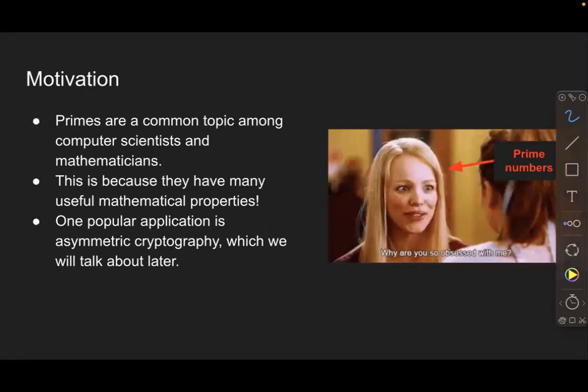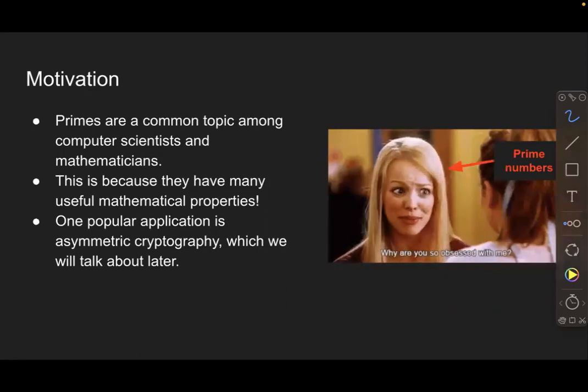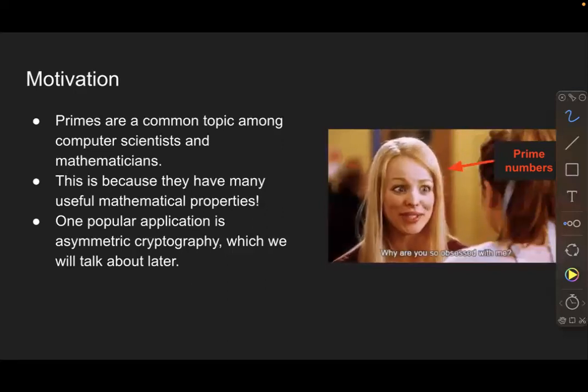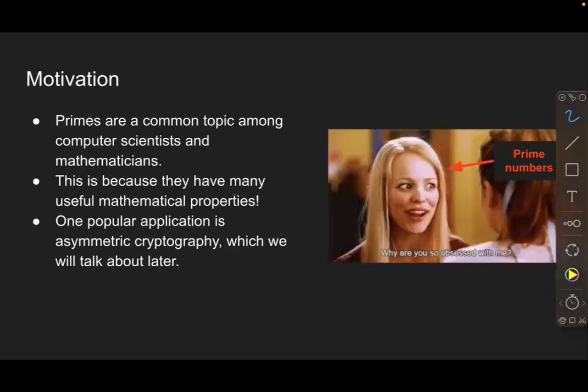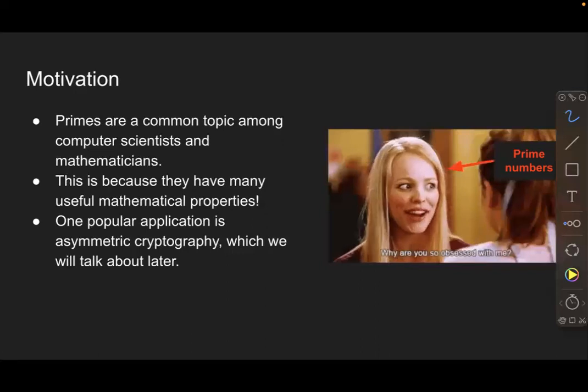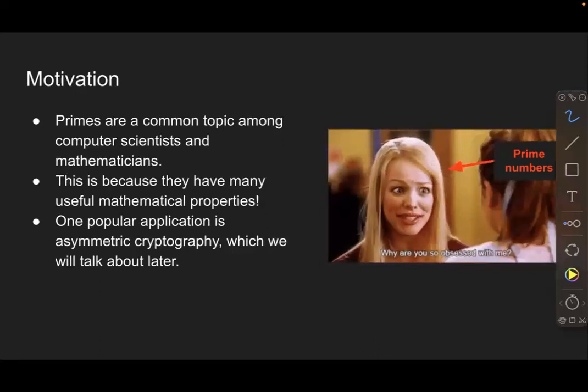And the motivation for this is that primes are a common topic among computer scientists and mathematicians. You'll hear in so many conferences, people are always focused on learning different things about prime numbers and why they're so important. And it's because they have a lot of useful mathematical properties. And probably the most popular application is going to be in cryptography. And so that's what we're going to talk about in this lesson: how we can use these prime numbers in cryptography, how they make it so much more powerful.